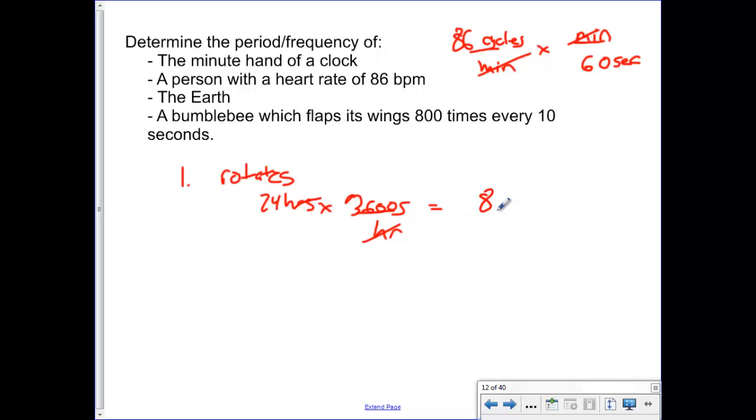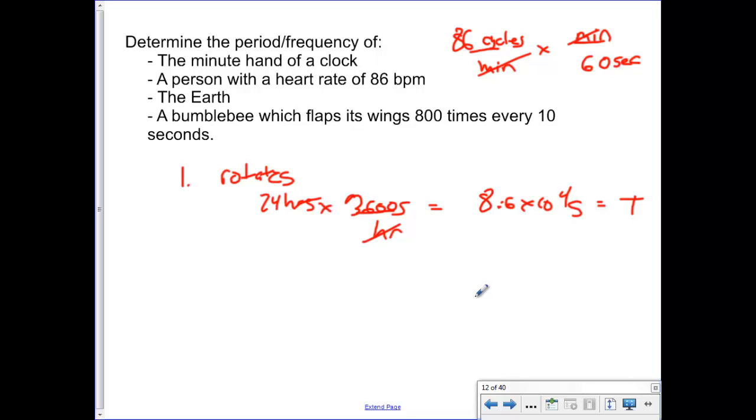86,400. Okay, let's put it in scientific notation. So 86,000 would be 8.6 times 10 to the 4 seconds. Is that a period or a frequency? Is seconds on the top or the bottom? It's on the top. This is a period. So that's how long it takes the Earth to spin.